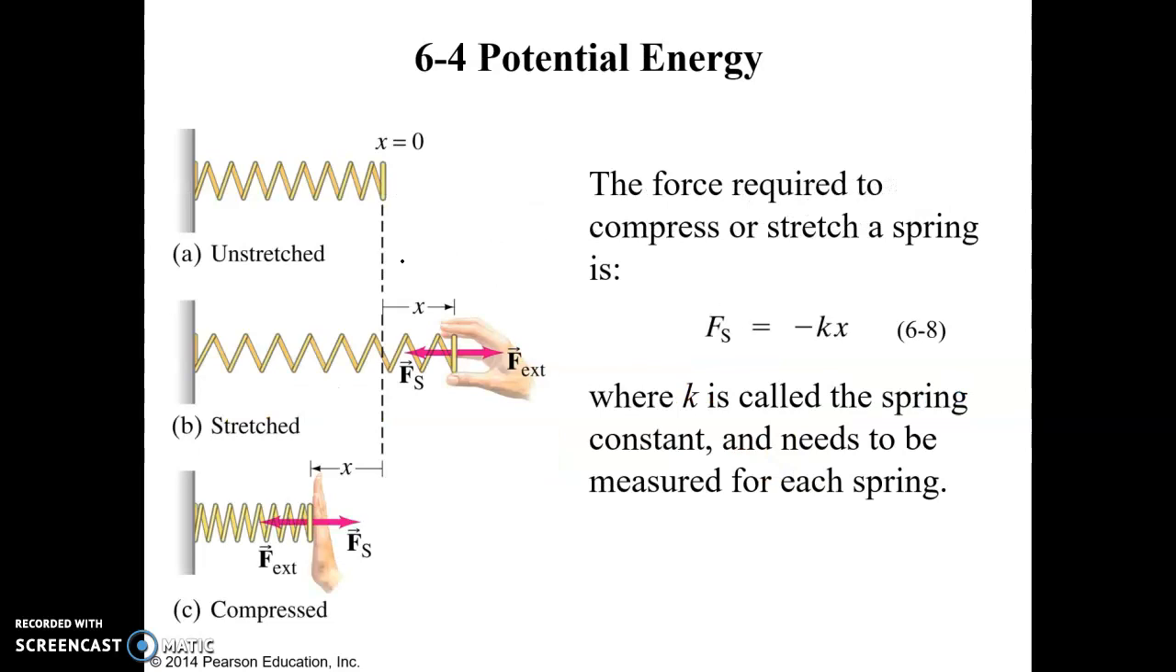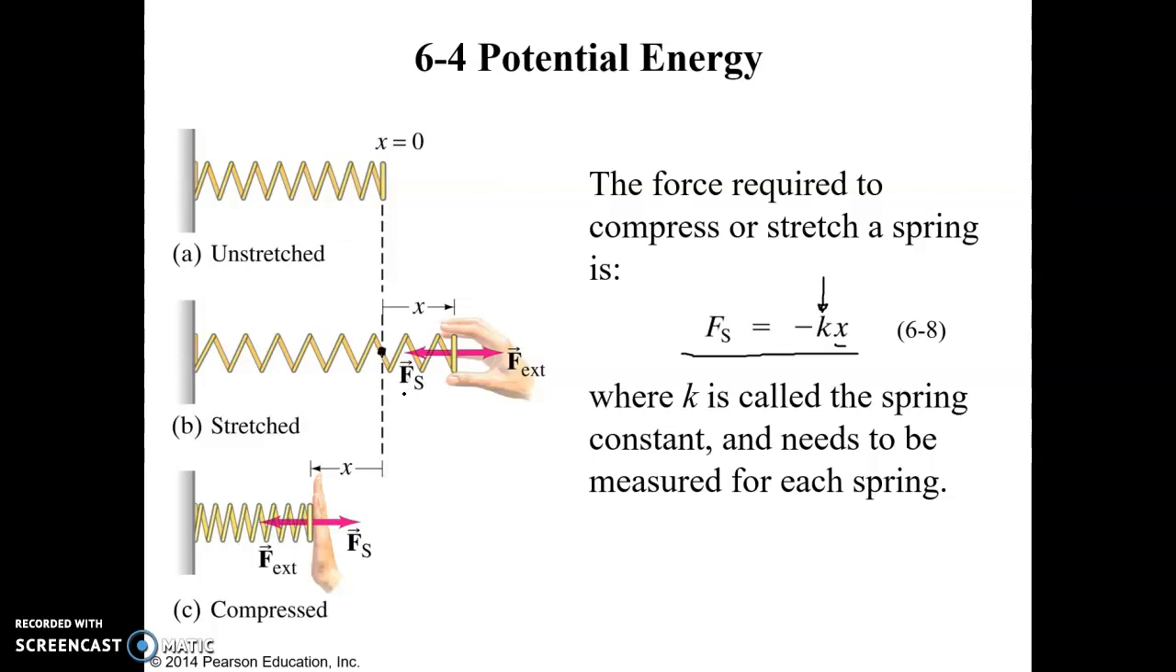The force required to compress a spring any distance x away from its original length at rest, or to stretch it, either way, to compress or stretch, is negative kx. So k is what's called a spring constant. It varies from spring to spring, so every spring will have its own constant. And x is just the distance that we are moving it away from its original starting point.